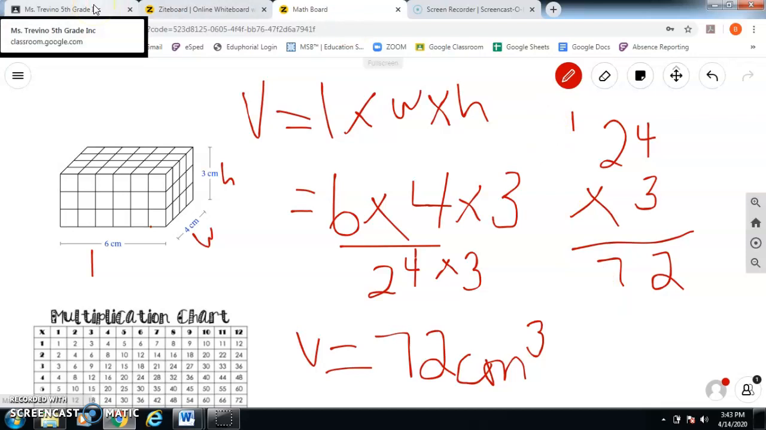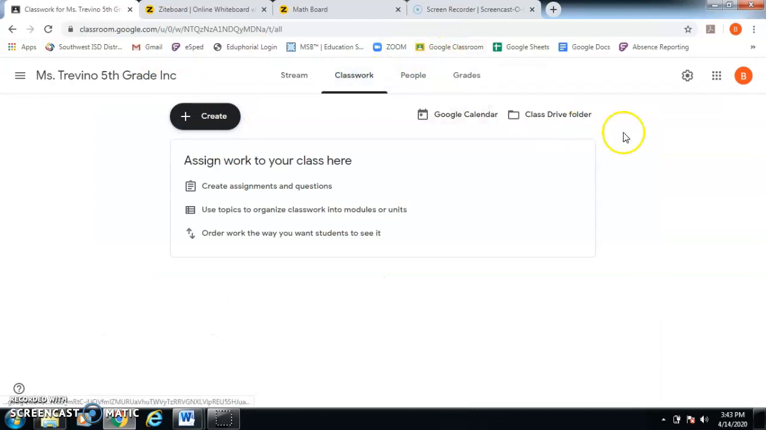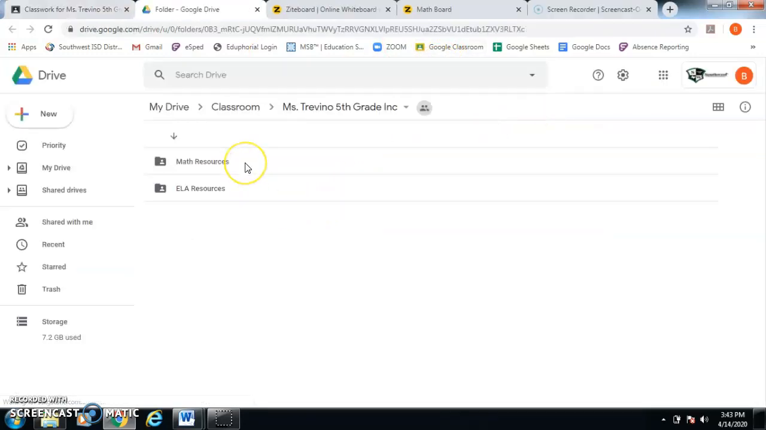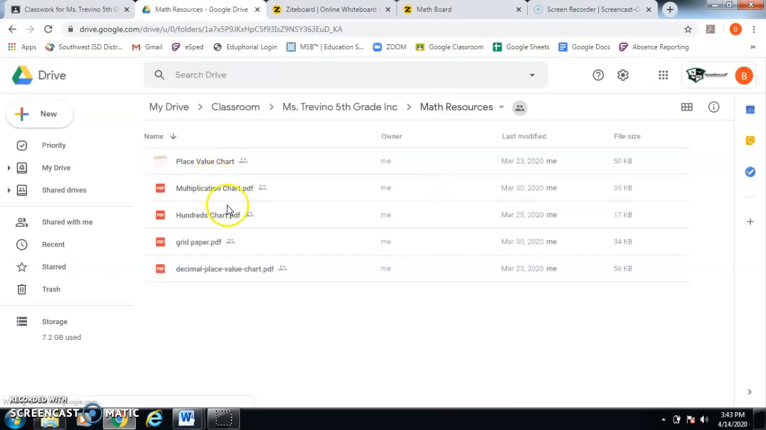Now, I'm going to show you where you can access these things. So come to Ms. Trevino's 5th grade inclusion. You're going to come to classwork, class drive folder, math resources, and then you have a multiplication chart and a hundreds chart, okay? There's also a grid paper to help you keep your numbers lined up if you need it.